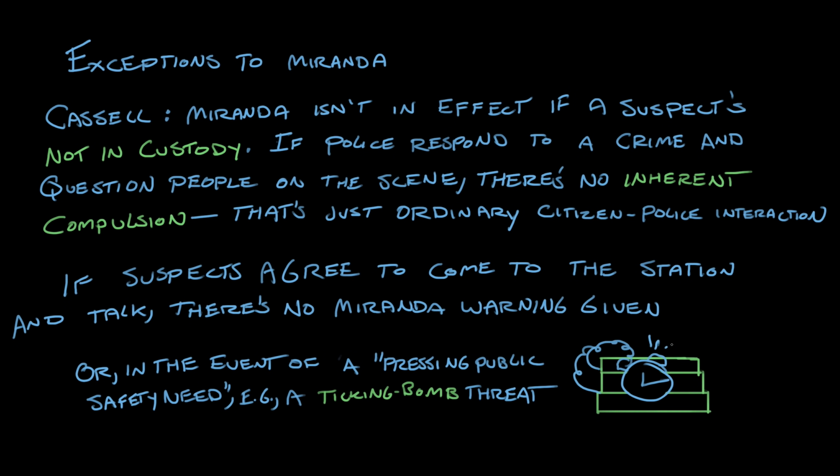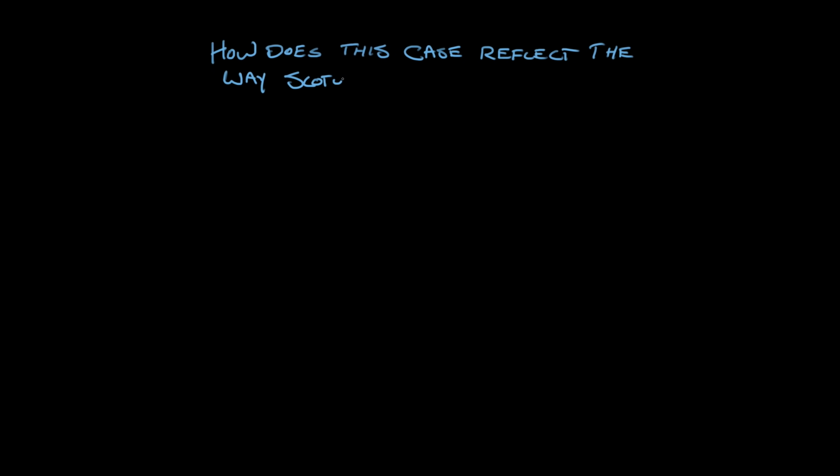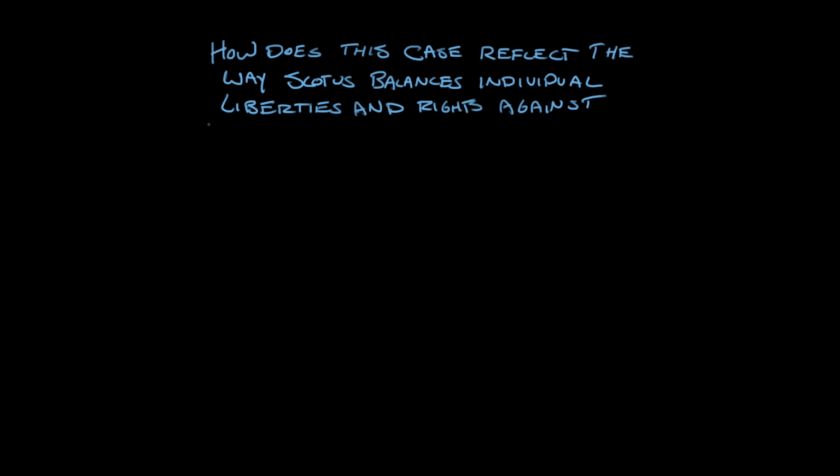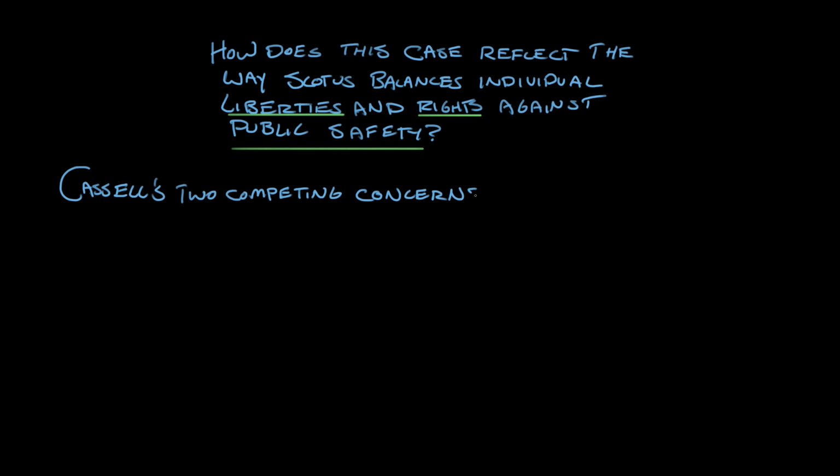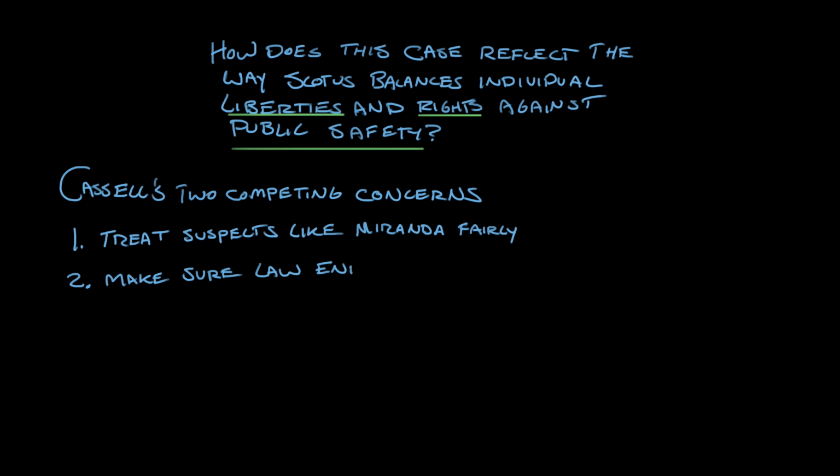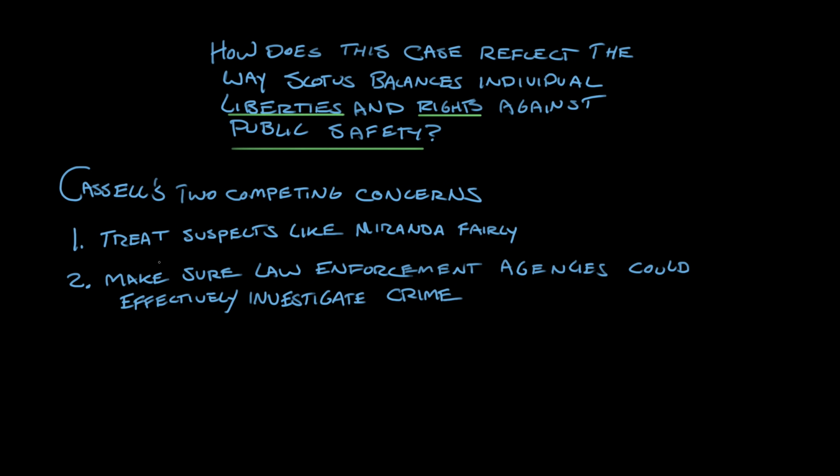How has the Miranda case and later cases that interpret Miranda reflect the way that the court balances individual liberty and the constitutional rights of defendants with public safety and the needs of law enforcement? When the Supreme Court looked at the Miranda case, there were two competing concerns at play. One was to make sure that suspects like Miranda were treated fairly, but the other was to make sure that law enforcement agencies could effectively investigate crime. And what resulted out of Miranda was, I think it's fair to say, something of a compromise decision.